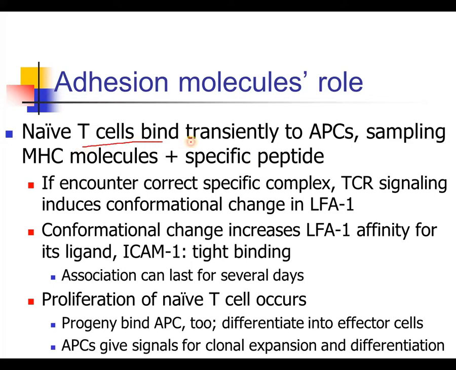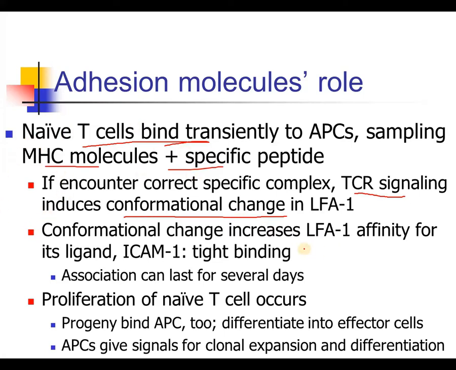Naive T cells, they're on the prowl. They're going to bind transiently for a short period of time to antigen-presenting cells, and they're going to sample the MHC molecules plus the specific peptide that the antigen-presenting cell is showing. If they encounter their correct specific complex, the T cell signaling complex induces a conformational change in an adhesion molecule, LFA1, which is on the T cell. That is through signaling through those associated invariant signaling molecules.